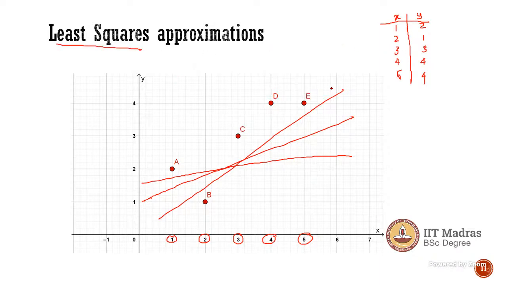Now how are you going to find it? That model is your line, that is y equal to mx plus c. So this y is this y. You are going to find an approximation of this best line. How are we going to find this?